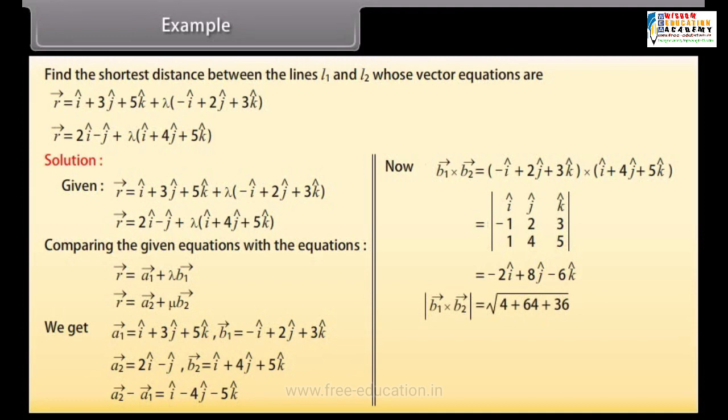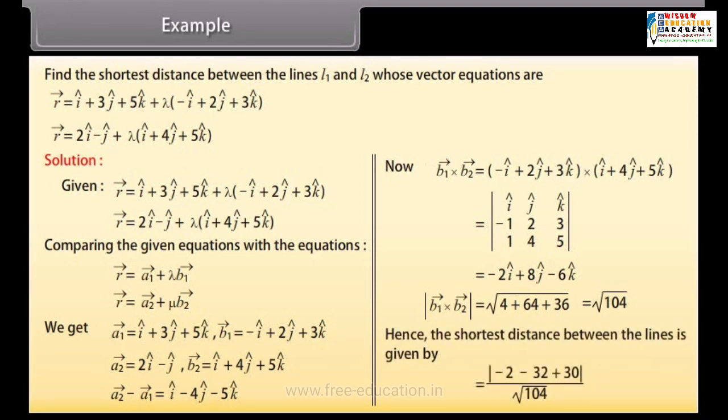Modulus of cross product of vector b1 and vector b2 equals square root of 4 + 64 + 36 = square root of 104. Hence, the shortest distance between the lines is given by modulus of (−2 − 32 + 30) divided by square root of 104, which equals 4 by square root of 104.